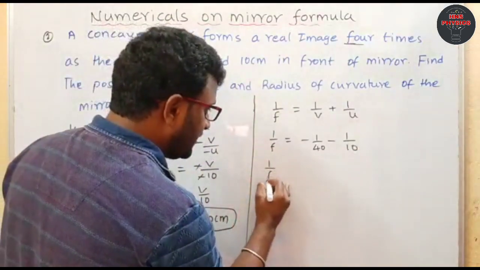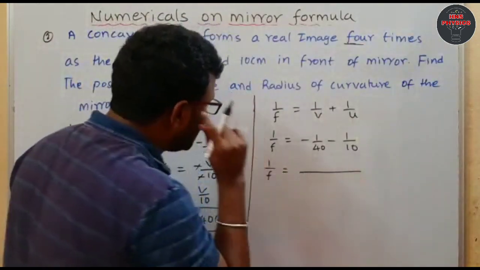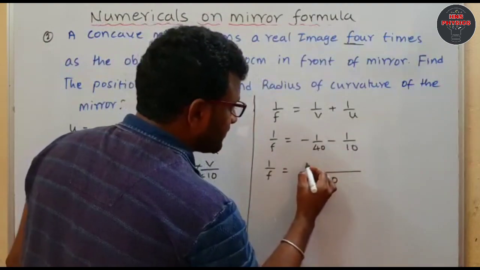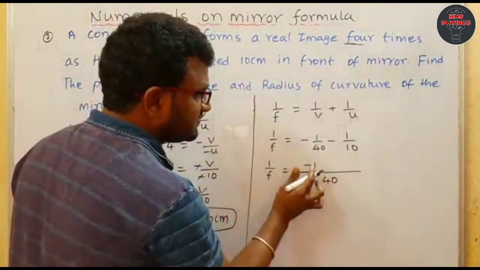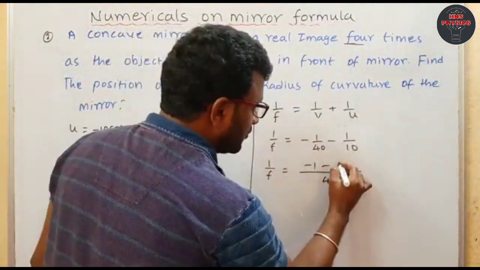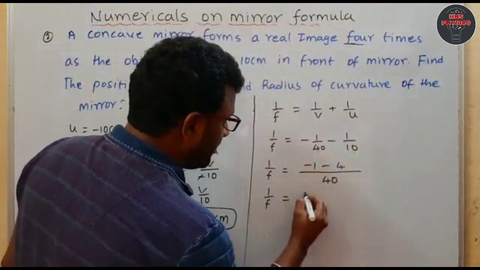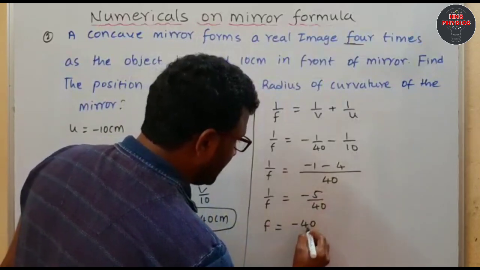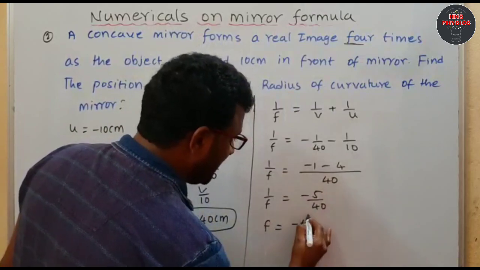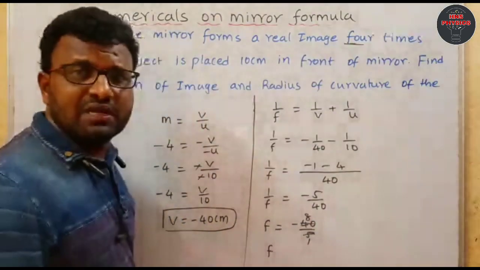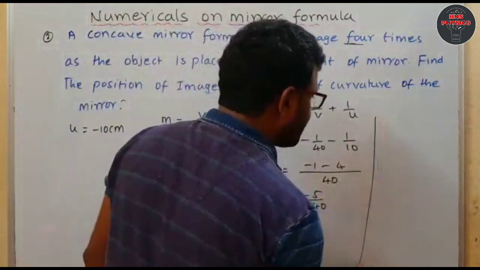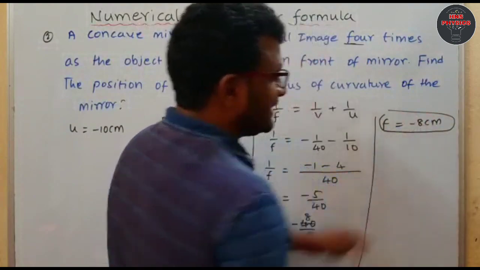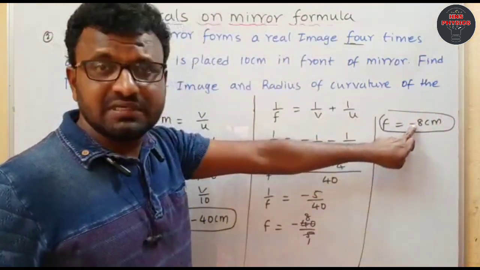So right, 1 by F equal to, what is the LCM here? Minus 40 is the LCM, so minus 1, minus 4, right? So 1 by F equal to minus 5 by 40. That means F equal to minus 40 by 5. 5 1s are 5, 5 8s are 40. So the focal length is minus 8 centimeter. So negative. So focal length is negative for a concave mirror. Already we got it with the sign convention.